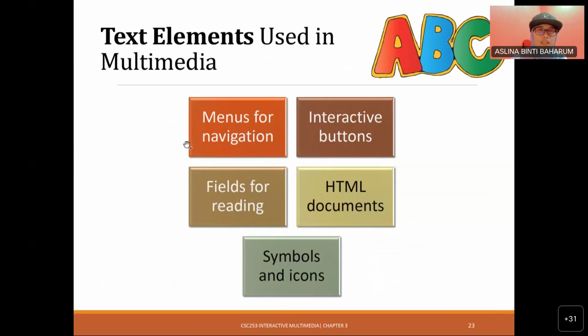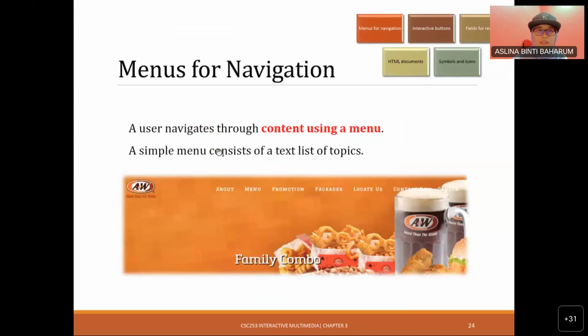So this element is being used for menu, for navigation, interactive button, field for reading, HTML documents, and symbol and icon. Let's go through one by one. So first, menu. This is the menu. Content for the menu: we have about, menu, promotion. This is a menu navigation. When you click about, it will bring you to a page explaining about. Menu brings you the options of the choices of the food.